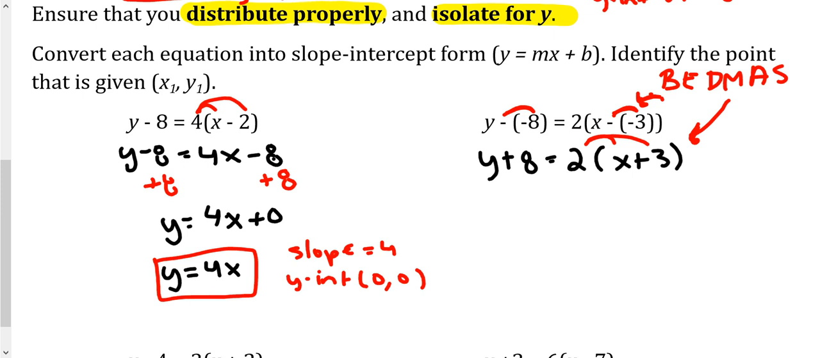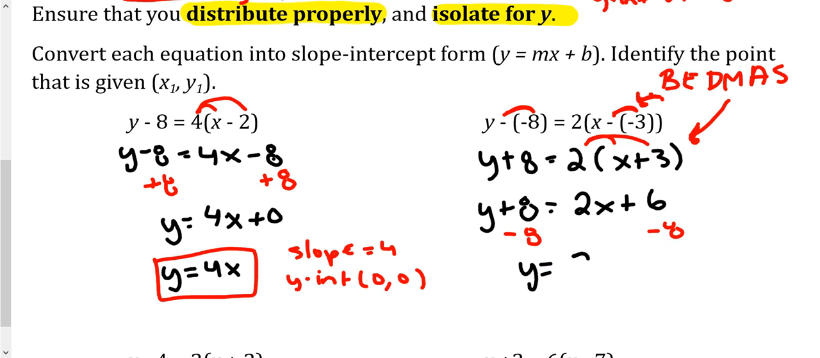I'm not going to worry about the left side just yet. There's not a lot going on. But I'm going to turn the right side into a 2x plus 6, right? 2 times x and 2 times 3. Now I'm going to get that y by itself. I have something that looks like y equals 2x minus 2.